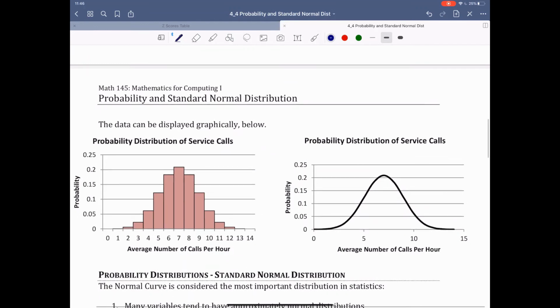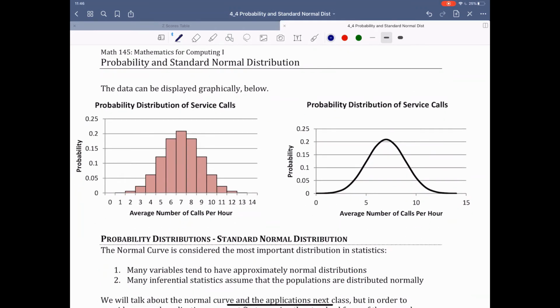Okay. So data can be displayed graphically, and I gave an example of that above with the uniform distribution. You had a straight line. Looking at this data set, we can represent the number of service calls within an hour on the horizontal axis, and then on the vertical axis we represent the probabilities. If we put these into a histogram, you can see it has a peak around the center. So you would expect, if we were to calculate statistics on this, your mean would be around 7.